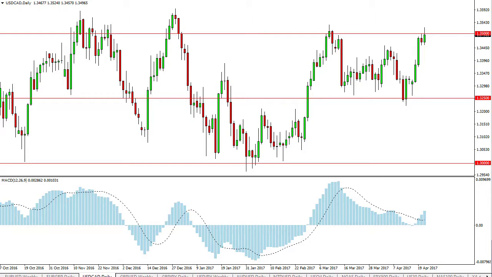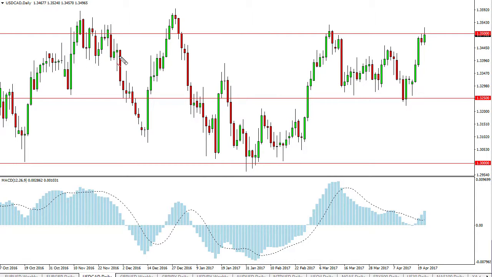So for example, price is rising and you can see the momentum based upon the histogram. The bluish bars here on the MACD have been rising, but sometimes what happens is you get another rise in price, but the histogram doesn't follow suit.